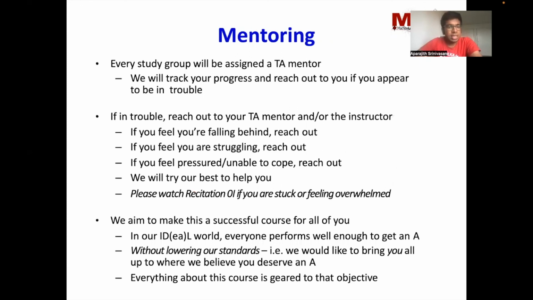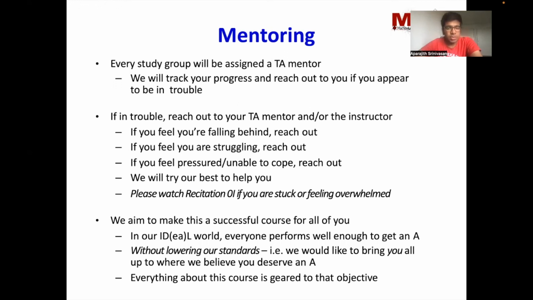Moving on to mentoring, each study group will be assigned a TA mentor who will track your progress, and you can actually reach out if you think that you are in trouble. This is one of the best resources which you can get in this course. If you're in trouble, please reach out to your TA mentor or the instructor, Professor Bhiksha Raj. If you're falling behind, if you're struggling, if you're pressured, unable to cope, don't worry. Please reach out. We will try our best to help you. The TAs and Professor Bhiksha, we are all supportive of you. We want you guys to enjoy this course as much as possible and do work at the same time. Please watch Recitation 0 if you're feeling overwhelmed.